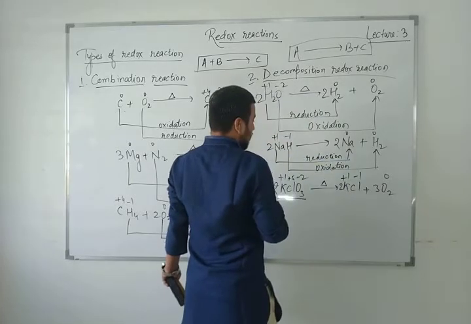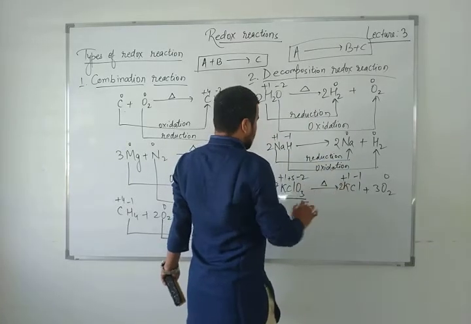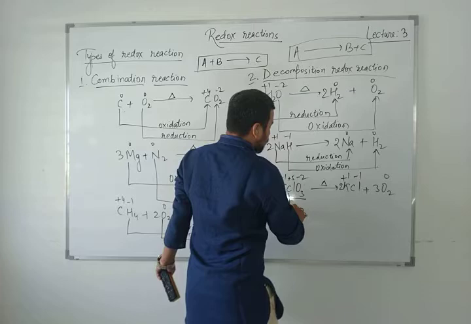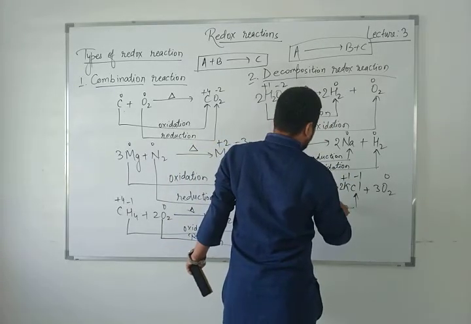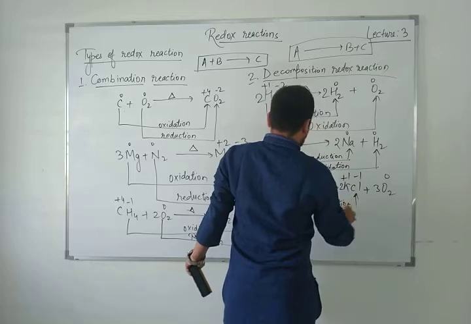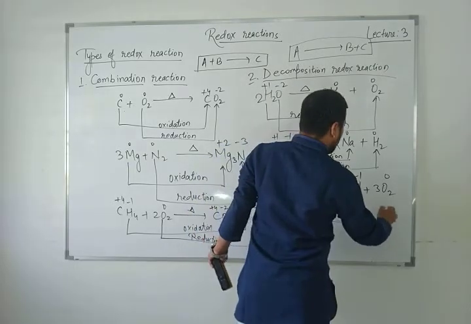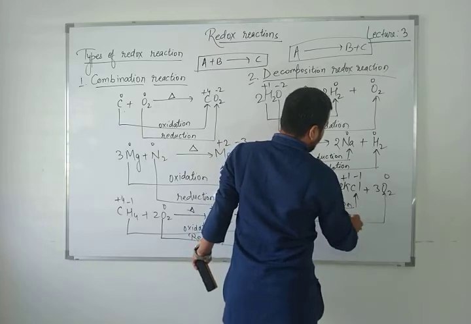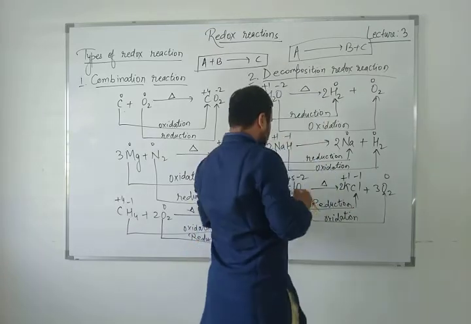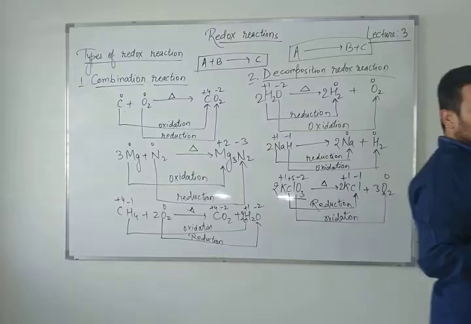So you can see here, plus 1 to plus 1, nothing. Plus 5 to minus 1, it's a reduction. And minus 2 to 0 will be known as oxidation, right? So can we say this decomposition reaction is a redox decomposition reaction?